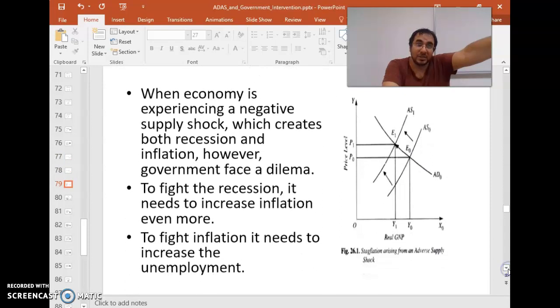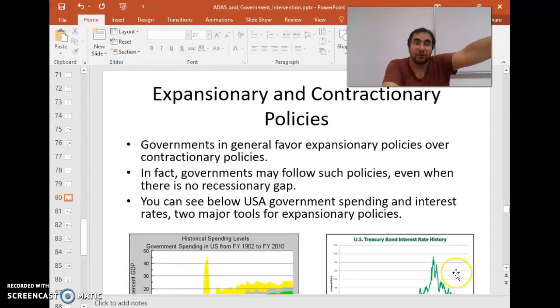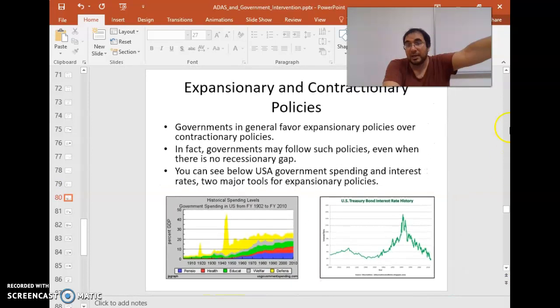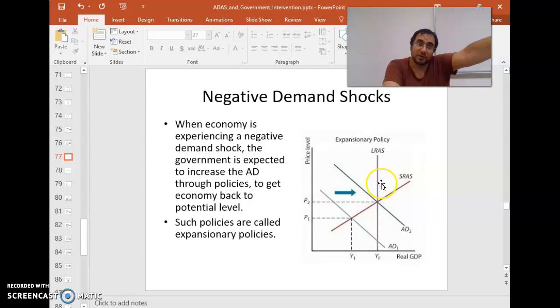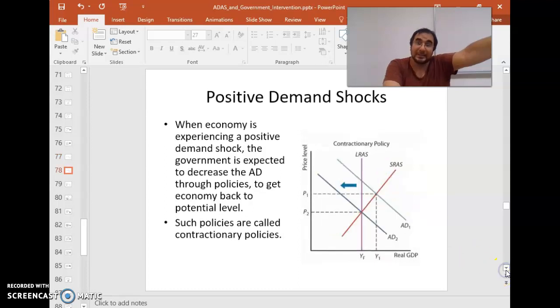Now we will start to see different types of policy. Well, let me tell you. If you have a policy that decreases the output level, as in the case of a positive demand shock, that type of policy is called contractionary policy. So note that. If you increase the aggregate demand with a policy, that's called expansionary policy.